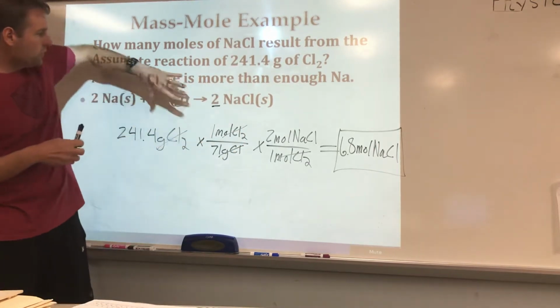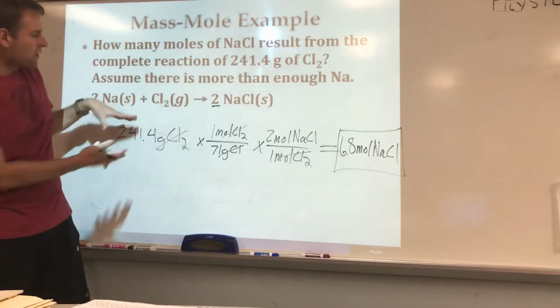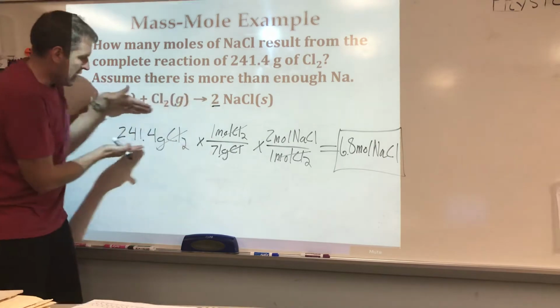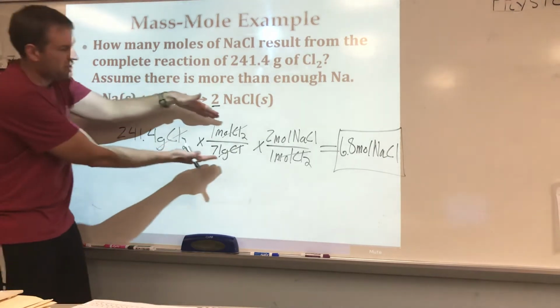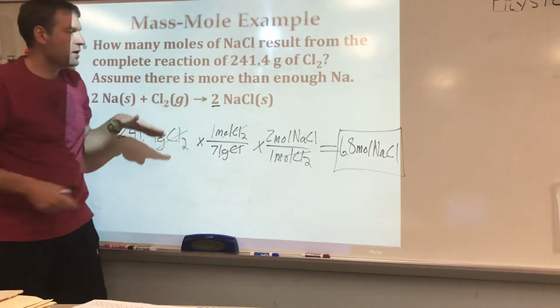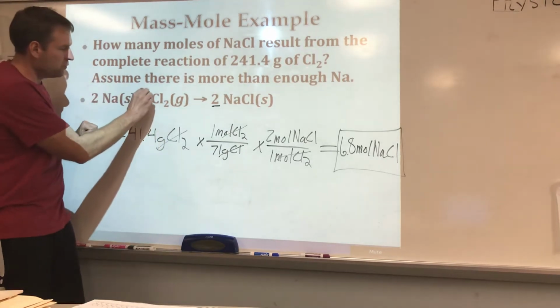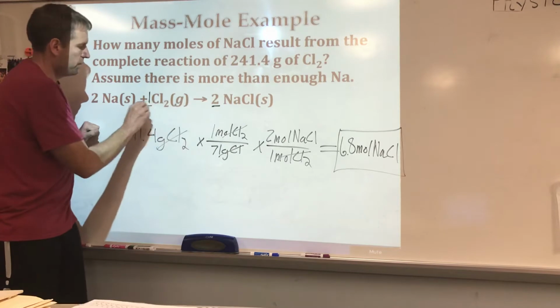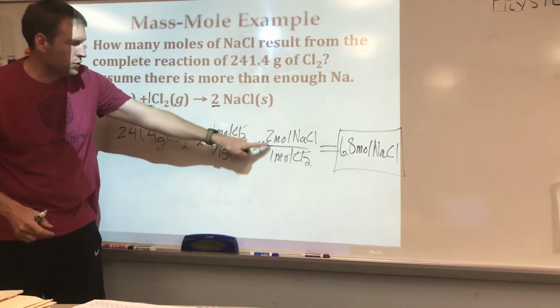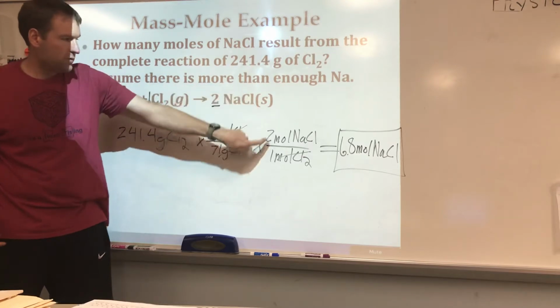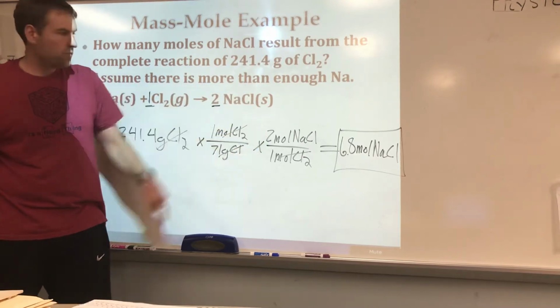But in order to use this balanced equation, you have to convert the chlorine to moles first. So that's what this step is about. I take the grams of chlorine, and this step changes to moles. And then you apply the mole ratio. There's an understood 1 here, and there's a 2 here, so that ratio is 2 to 1. And what you want out in the end goes on the top, on the numerator.